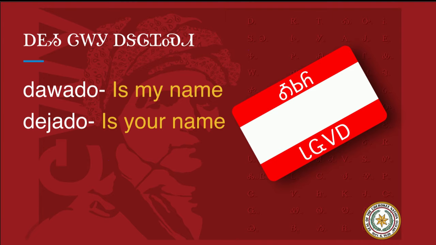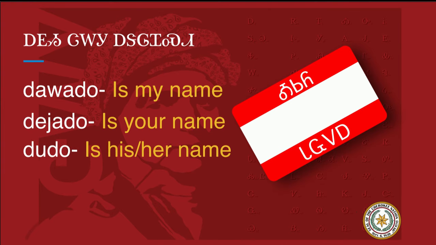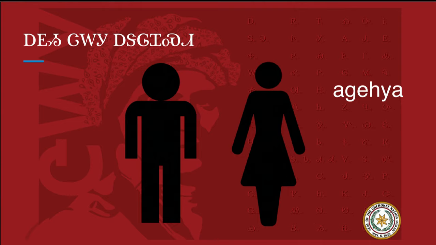Then when you're talking about somebody else, you'll say Dudon. Here we have a woman, agehya, and we also have a man, ashkaya. Agehya, ashkaya. All right, so dawadon is my name, dejadon is your name. Dudon is his or her name. Agehya, woman. Ashkaya, man.